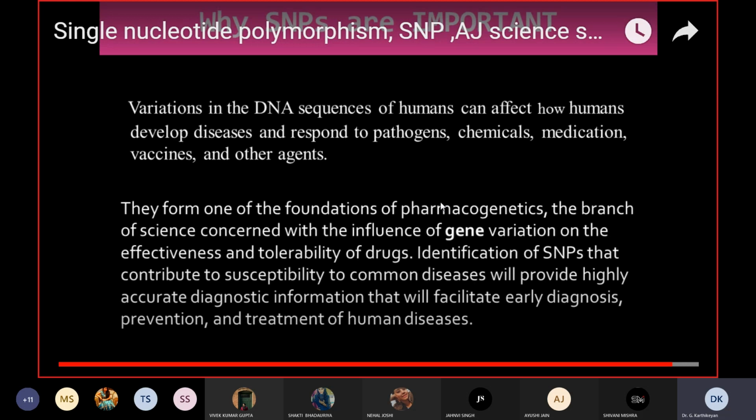Depending on the parents, one parent could be an extensive metabolizer and one parent could be a poor metabolizer. What will happen is the progeny will be an intermediate metabolizer. For a poor metabolizer, morphine will not have any effect. For an extensive metabolizer, morphine will have an effect even at a very small dose. And for an intermediate metabolizer, you may have to give a dose that is a little more than for extensive metabolizers. I just want to tell you that SNPs can have very, very diverse effects.